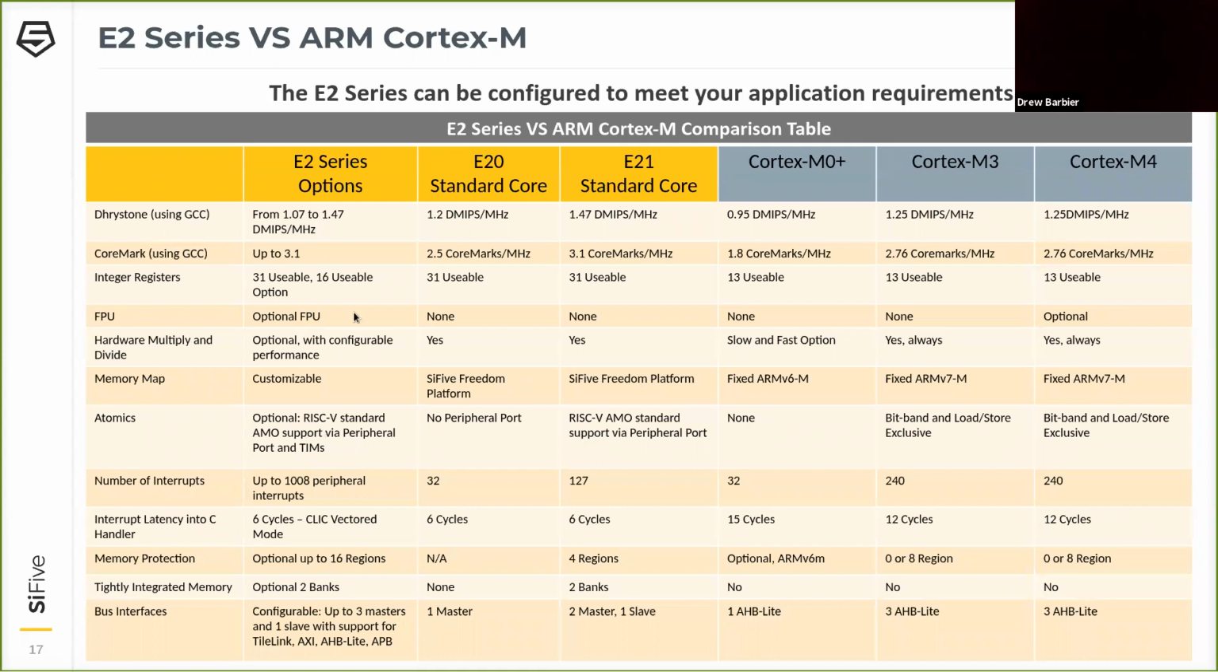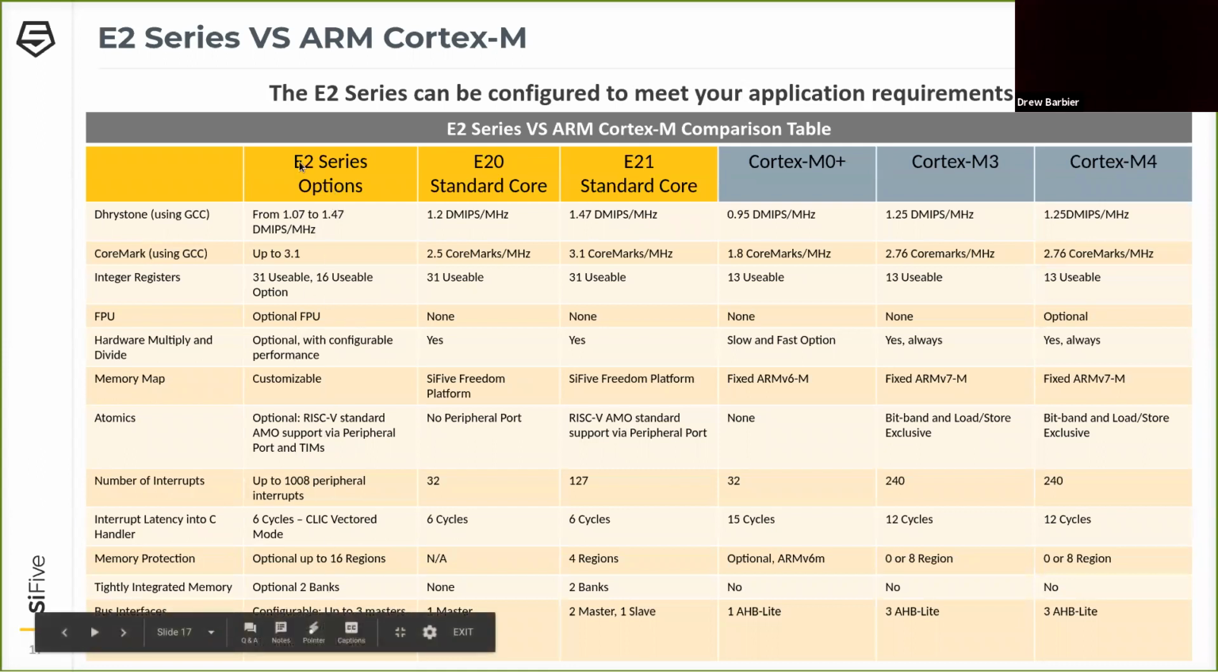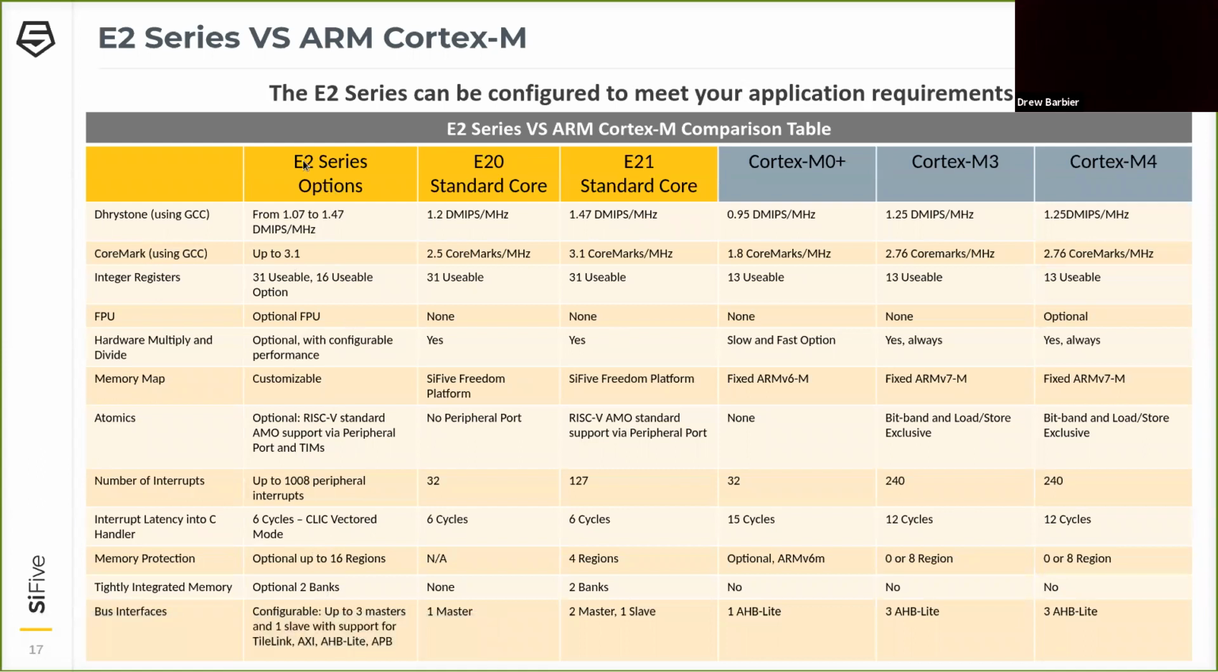But I want to point out the column on the left, where we have the configurability of the E2 series in general. With the single core series, we're able to address almost the entire ARM Cortex-M configuration space. We do have point configurations in the standard core, but really the strength of the SiFive offering is in the configurability of the series. This allows our customers to tailor the SiFive cores to their specific requirements, be it for specific performance points, area points, or power consumption points.